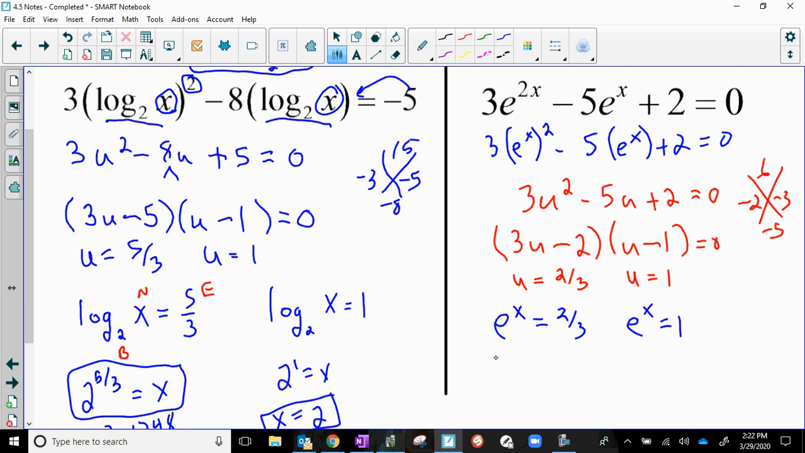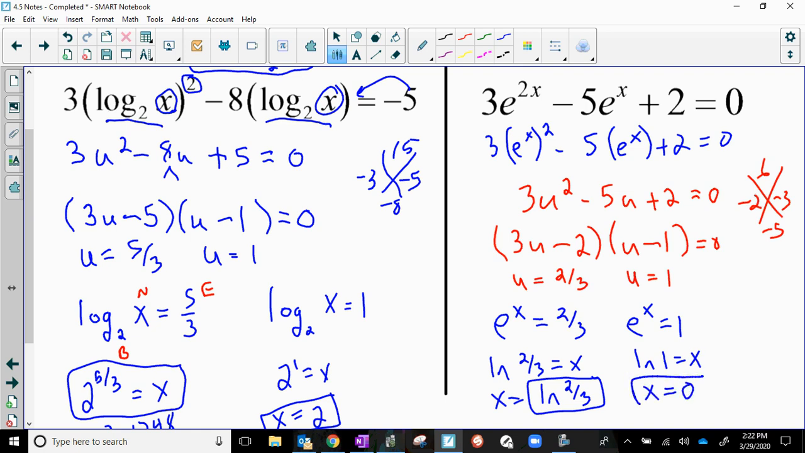All right, so now we convert. So we take log base e, which is the natural log, of our number 2/3 equals the exponent. So that is the exact answer, natural log of 2/3. The other exact answer would be the natural log of 1 equals x. I do expect you to simplify that one. That's 0. We got a rule in our properties. Log of any base of 1 is 0.